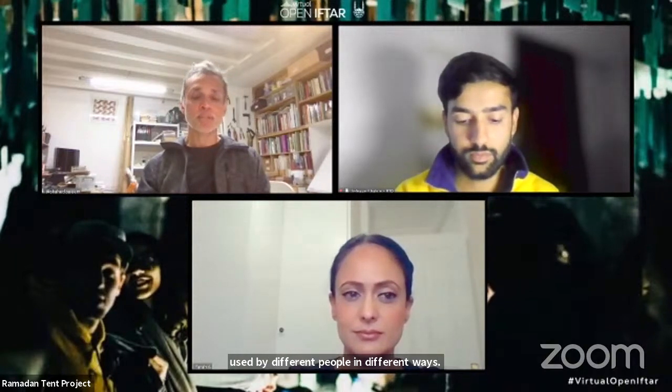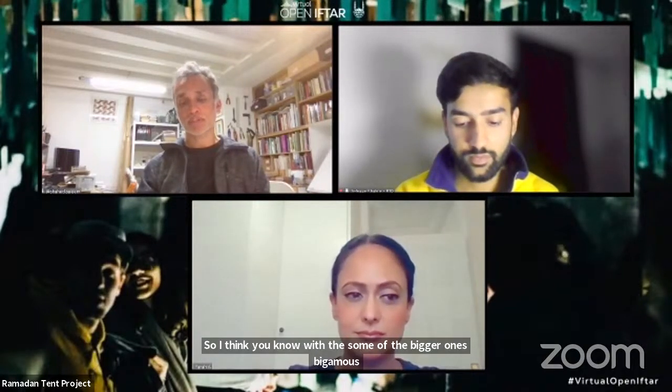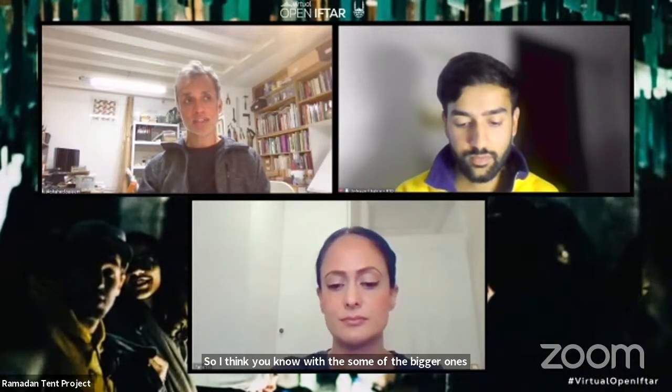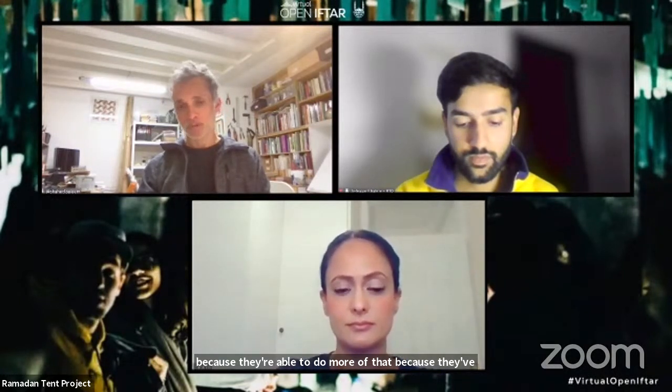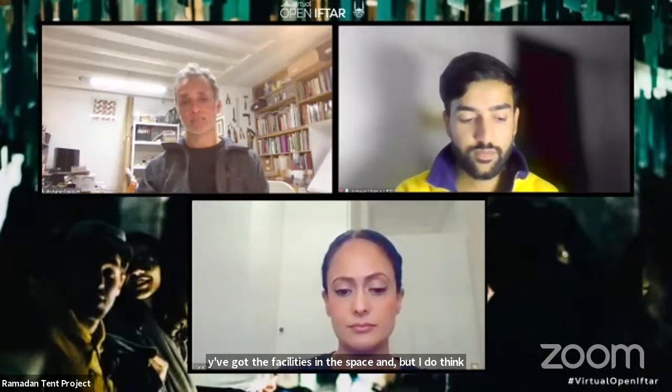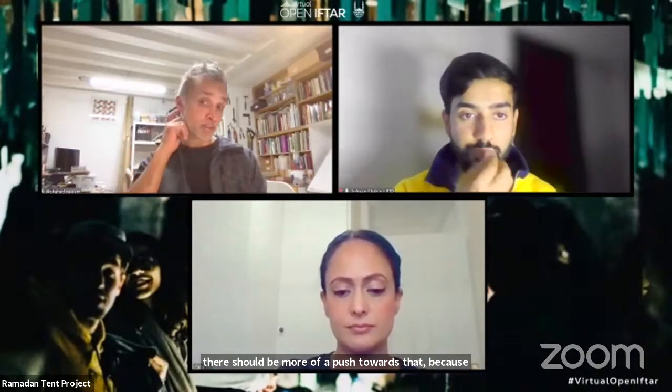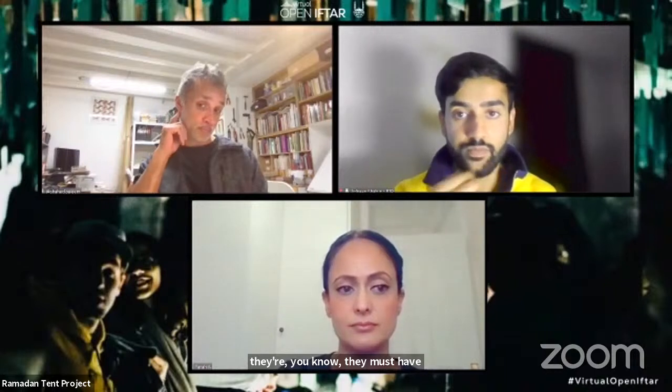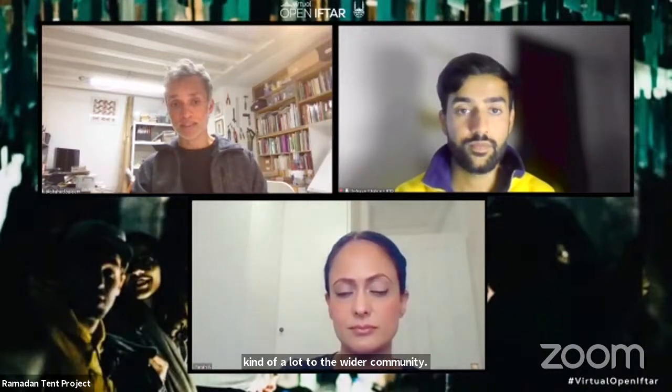So I think with some of the bigger mosques, they're able to do more of that because they've got the facilities and the space. But I do think there should be more of a push towards that, because the mosques can offer a lot to the wider community, which is hopefully something that will start to happen.